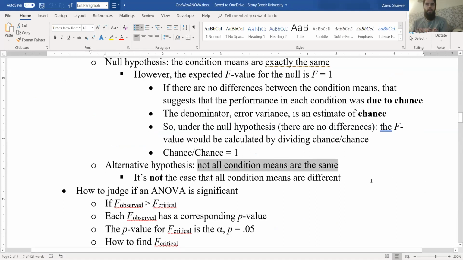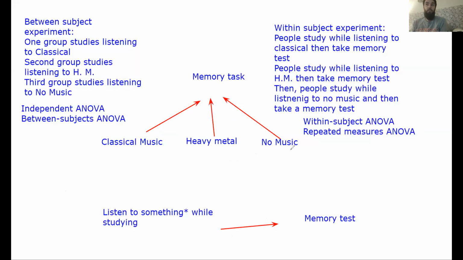Now, you might have thought that I was going to say that all these means are different from one another, that classical music is different from heavy metal music, which is different from no music. That doesn't necessarily have to be the case.